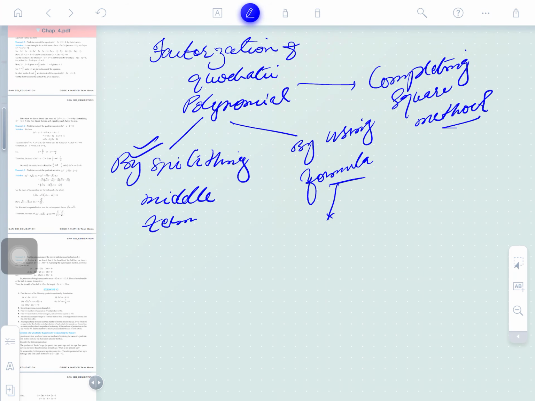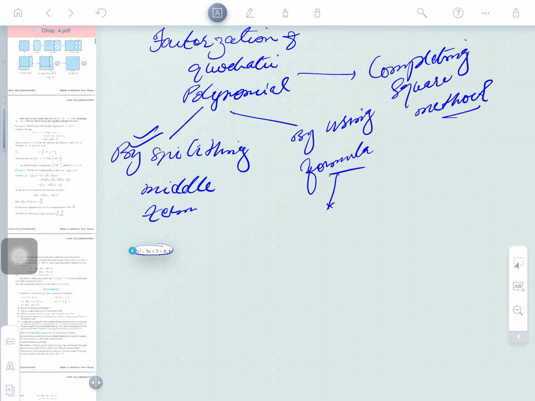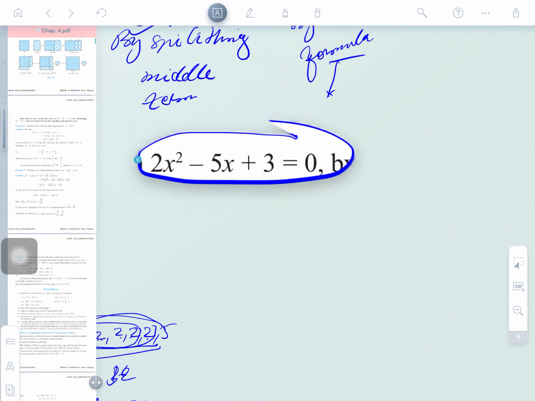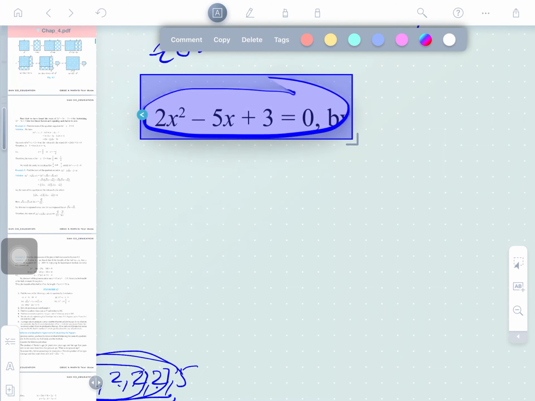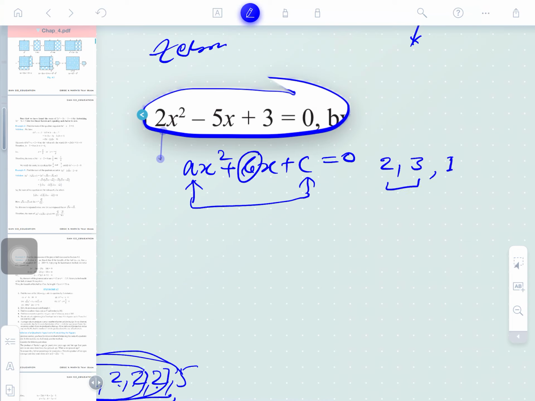So, we have been studying the splitting middle term method. A question is there before you. The factorization method is what we have to use. It's very simple, the middle term splitting method. Look at this, what is a typical question? The standard equation is ax square plus bx plus c is equal to 0. The middle term is to be split. Here 2 and 3, 1 is also a factor. We have to make two such factors whose sum or difference is 5.